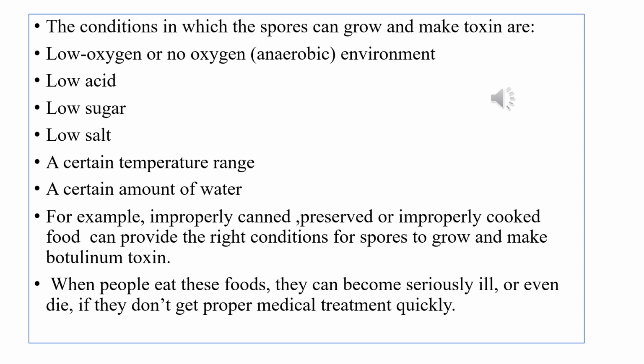The conditions in which the spores can grow and make the toxins are a low oxygen or no oxygen environment, which is an anaerobic process, low acid, low sugar content, low salt, a certain temperature range, and a certain amount of water. So these are the parameters where spores can grow and make very lethal toxins which are harmful to the human body, and as a result cause botulism.